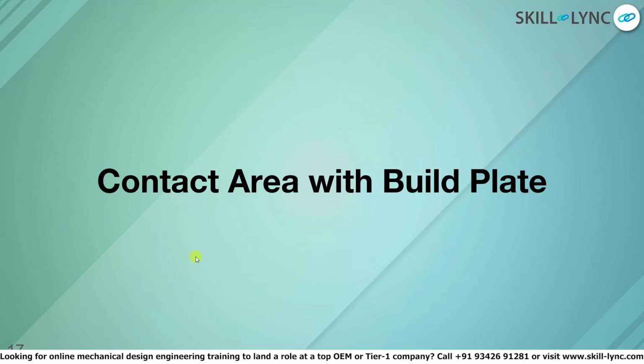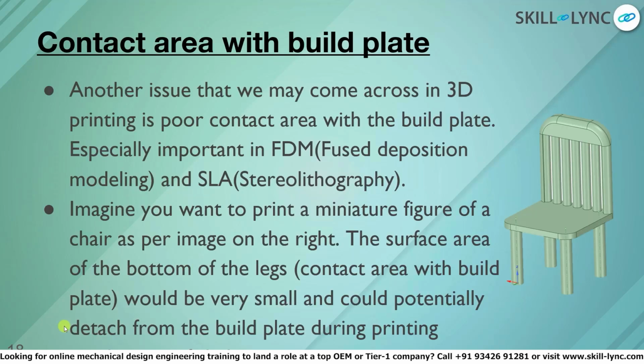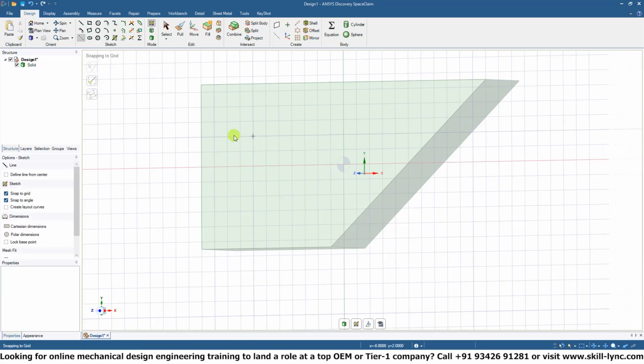This section will be discussing issues around contact area on the build plate. So another issue that you might come across in 3D printing is an issue surrounding contact area with the build plate. So what is this issue? Sometimes if you have an example, the chair on the right, and you want to print it vertically or in a certain orientation, you might end up with a very small contact area with the build plate. Let's actually go into SpaceClaim and try to design this.